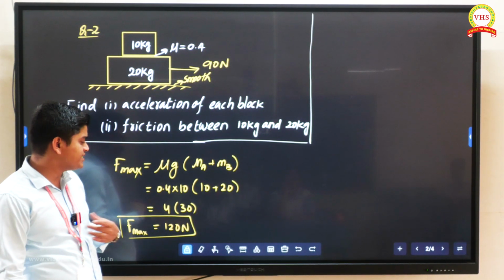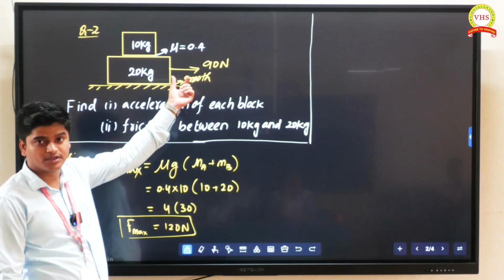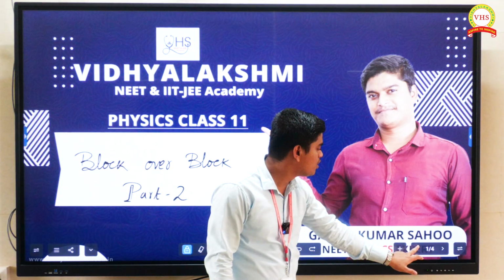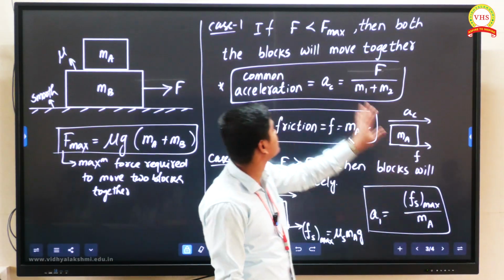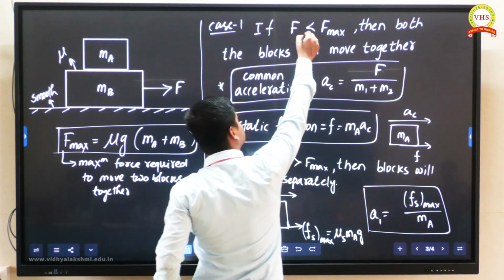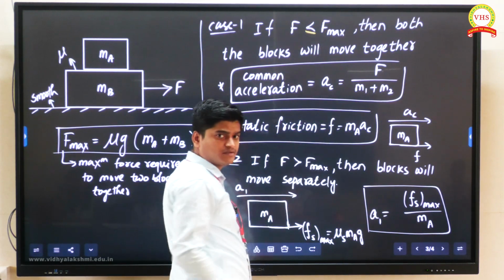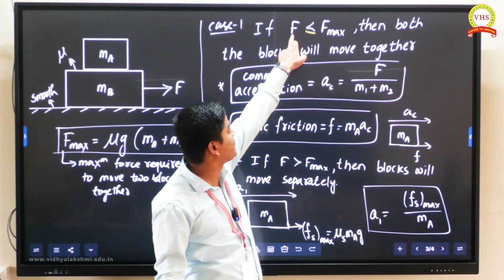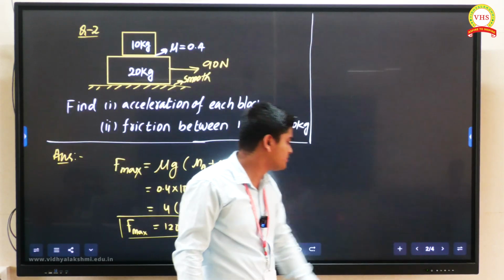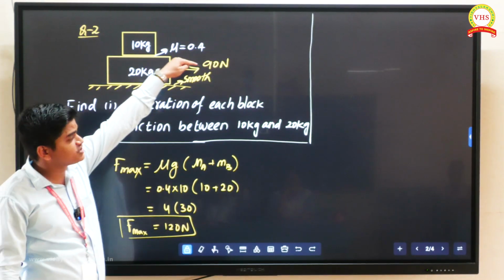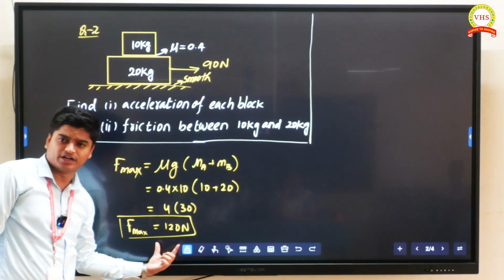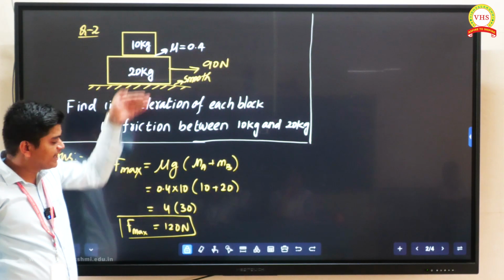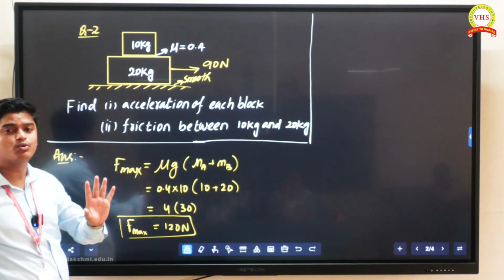Yes or no? That means if I provide less than this, they will also move together. Whatever conditions you have written, you check here. Here you can also write F less than or equal to, no risk. I told you, if F is less than F max, this is the applied force, this is the maximum force. Now see here, applied force is 90, maximum force is 120. Now your F is less than F max, which means these objects will move together.